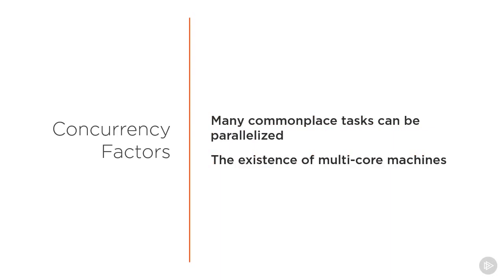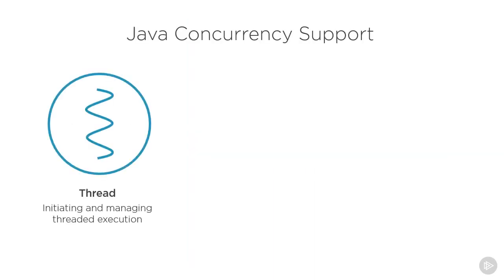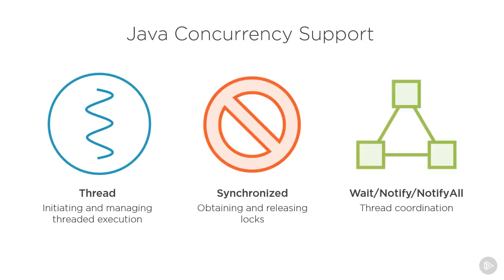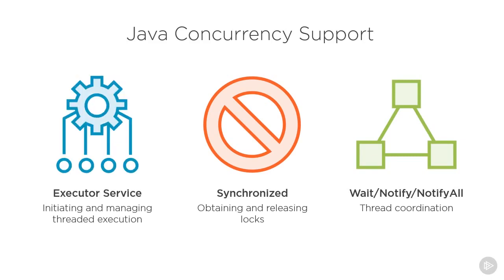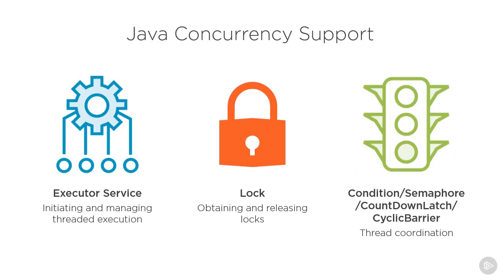Since version 1, Java has supported concurrent execution via multi-thread programming. In earlier versions of Java, we have the Thread class for initiating and managing threaded execution, the synchronized keyword for obtaining and releasing locks, and the wait, notify, and notifyAll object methods for thread coordination. Over time, Java has built on these primitives and currently offers higher-level objects like the ExecutorService and parallel streams for initiating and managing threaded execution, the Lock class for obtaining and releasing locks, and thread coordination classes like the Condition, Semaphore, CountDownLatch, and CyclicBarrier classes. In addition to these, we also have atomic variables, concurrent collections, and concurrent queues that provide additional synchronization functions.